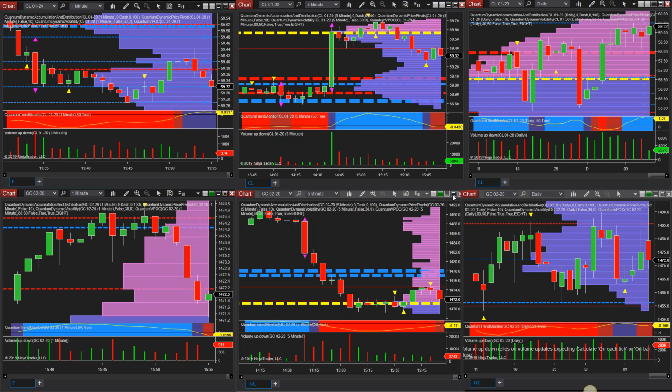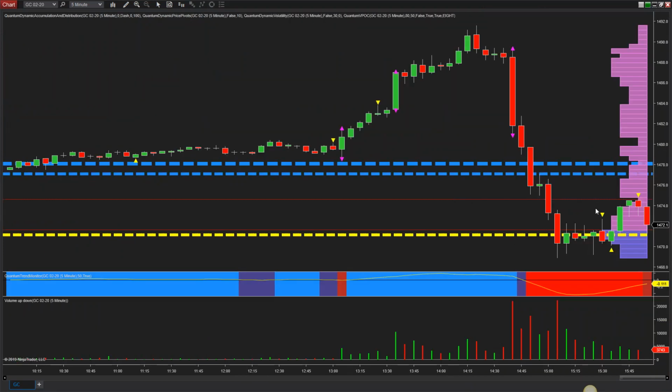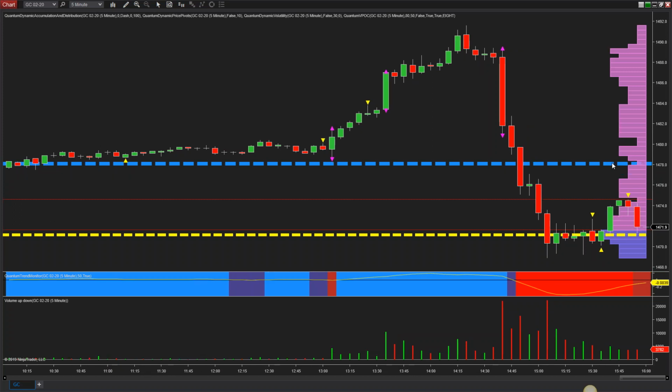Nice move developing on gold. This is a 5-minute chart on gold, and these heavy lines here are on the accumulation distribution indicator, which presents these lines in accordance with how often they have been tested or retested. So the wider the line, the stronger that region, the greater the number of times that level has held, in other words, and therefore the stronger it is as a support or resistance level.